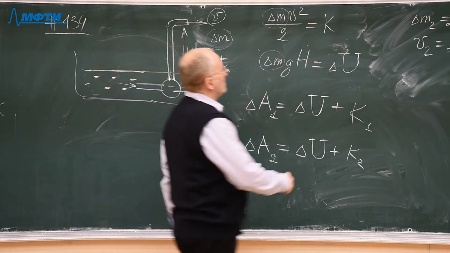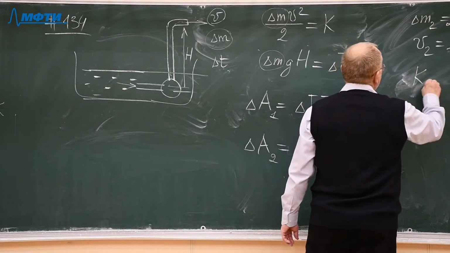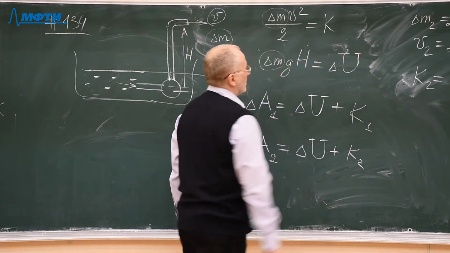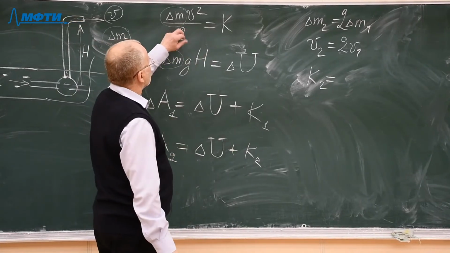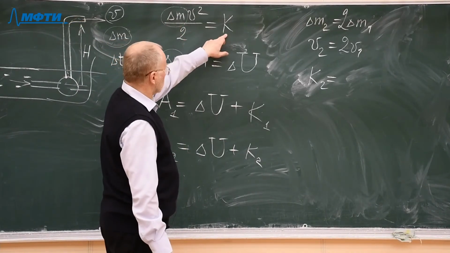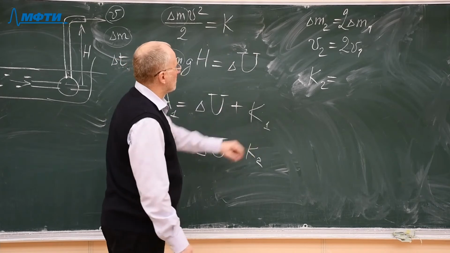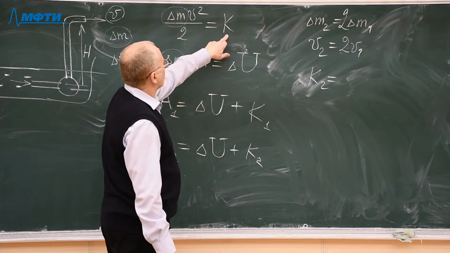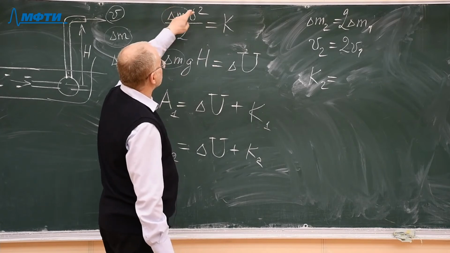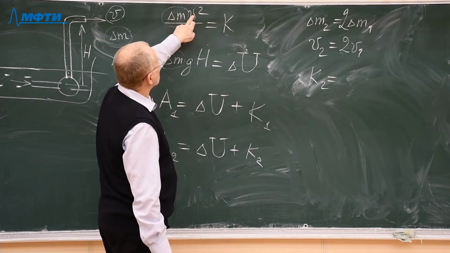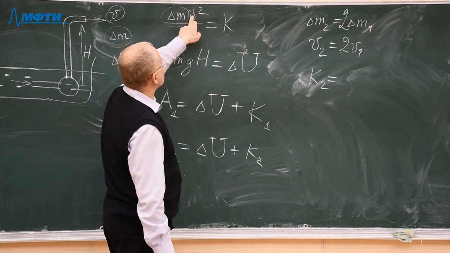And that means that the kinetic energy of the increased amount of water will be different from the initial kinetic energy. K2 differs from K1. By what factor? The mass is increased twice and the velocity also is increased 2 times, but the velocity is taken squared.